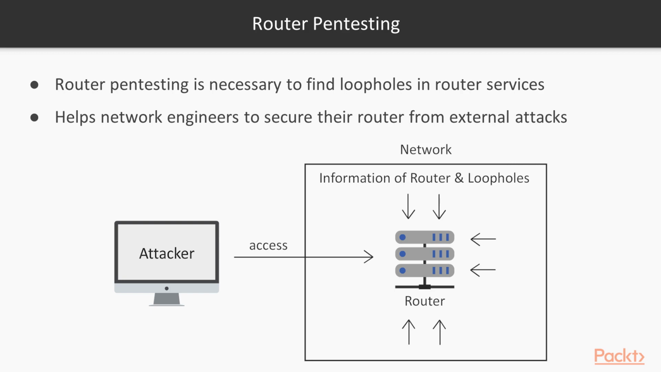It helps network engineers to secure their router from external attacks. For example, this is your network and this external attacker is trying to connect with your router, trying to access your router services. That can be done by the attacker. So router pen testing is to secure your network by finding loopholes, and an attacker can exploit your router if the router has vulnerabilities inside it. So let me show you the process.